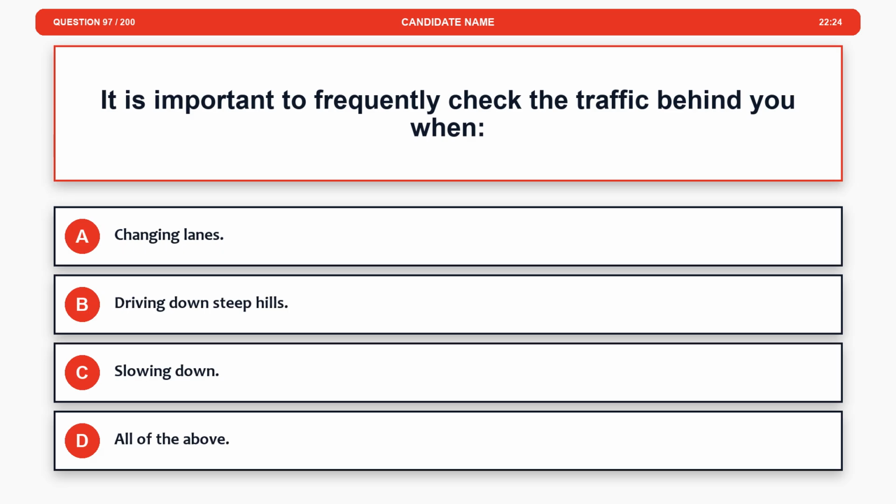Question 97. It is important to frequently check the traffic behind you when Option A, changing lanes. Option B, driving down steep hills. Option C, slowing down. Option D, all of the above.